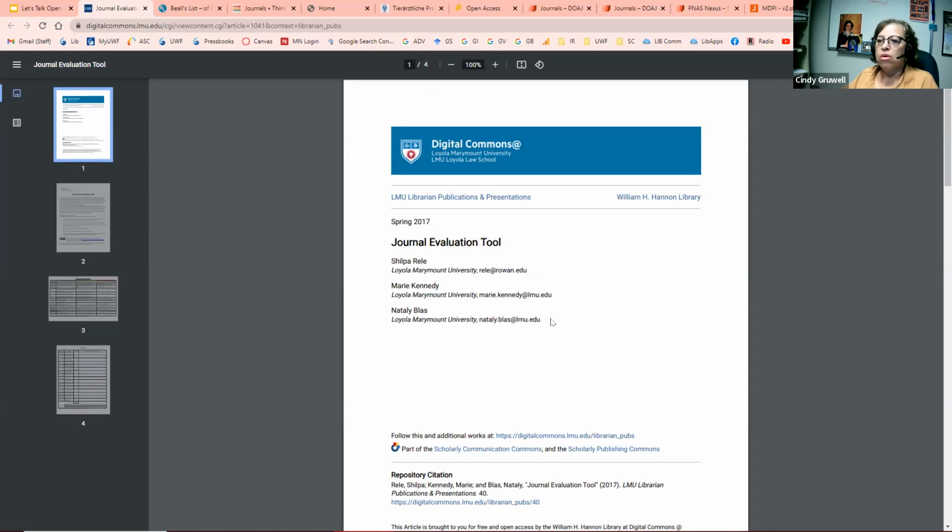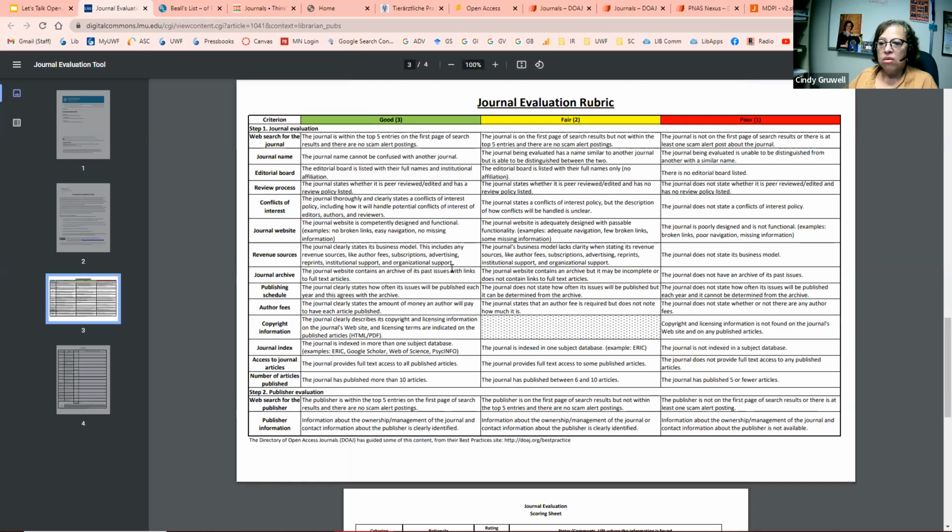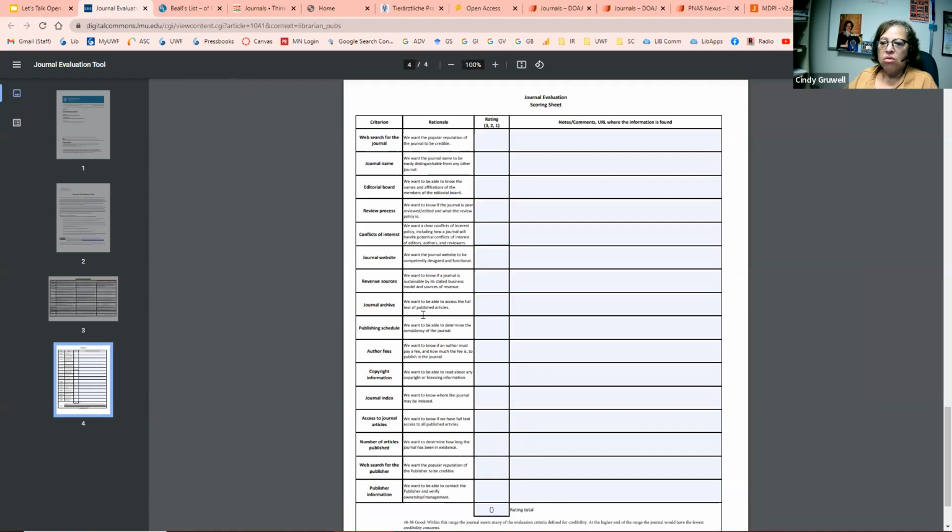This comes from Loyola Marymount University. What it does is give you some criteria for good, fair, and poor, and a worksheet that you can work through. You can actually do this pretty quickly, because a lot of that information is readily available. Even if it's a predatory journal, if you look enough, you can see things that stick out.